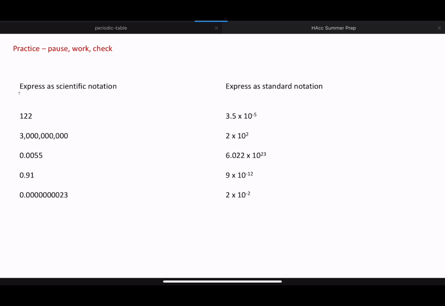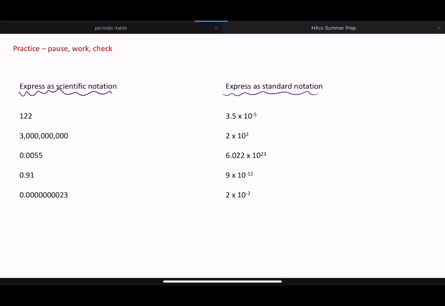So here we're going to take each of these numbers and turn these into scientific notation, and here we're going to take them out of scientific notation, and we're going to maintain the number of digits, the number of non-zero digits. And again, we'll clean up the language on that as we jump into the school year later. All right, so pause, work them, and check them.